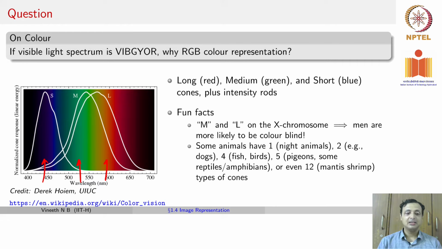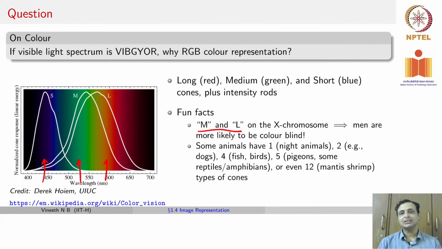In all honesty, the peaking does not happen exactly at red, green, and blue. It actually happens at some off colors in between, but for convenience, we just use R, G, and B. Some interesting facts here: the M and L wavelengths are stronger on the X chromosome, which means males, who have the XY chromosome, while females have XX, are more likely to be colorblind.